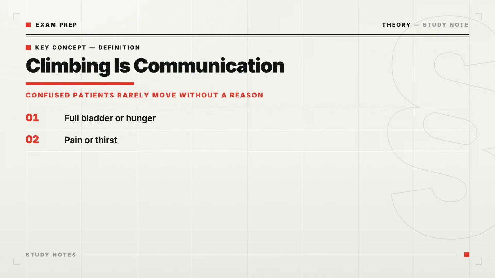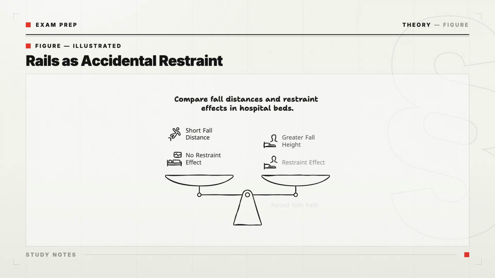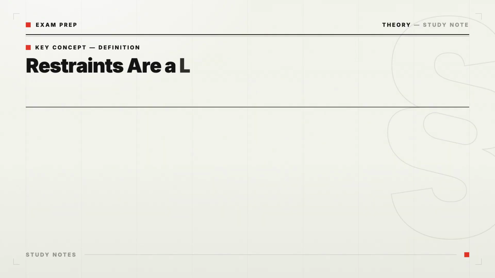So the first move is to lower the bed, come to the bedside, and stay present while finding out what the patient actually needs. Raising all four side rails turns them into a restraint because the patient can't lower them and often climbs over anyway. That means the fall now starts from the top of a raised rail instead of a low mattress, landing harder and causing more serious injury.